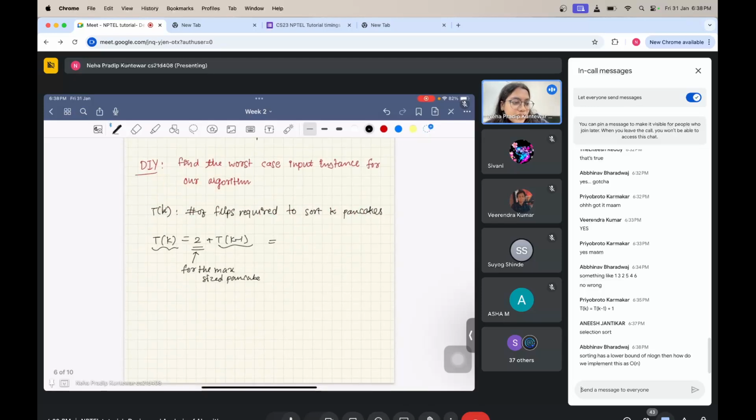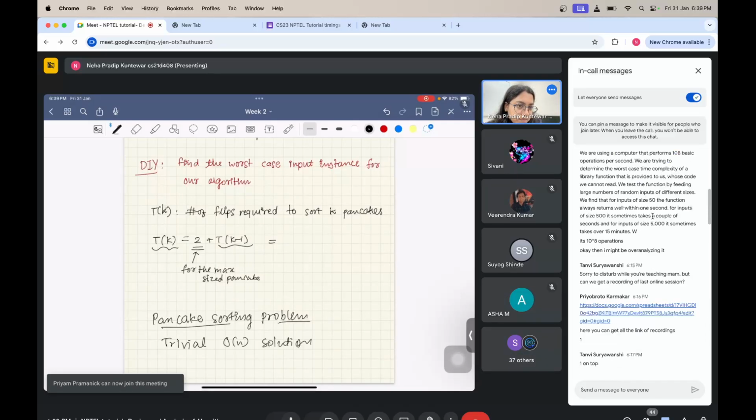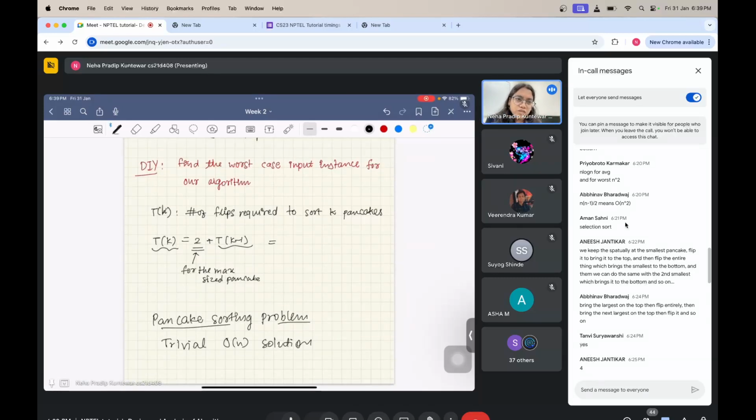So the problem that we defined today is called the pancake sorting problem, and it's a very well studied problem. What we saw just now is a trivial order n solution, but there are better bounds than this. One of the bounds is due to Bill Gates and Papadimitriou, and it's definitely little o of n, but I don't exactly remember. You can search it out later on.